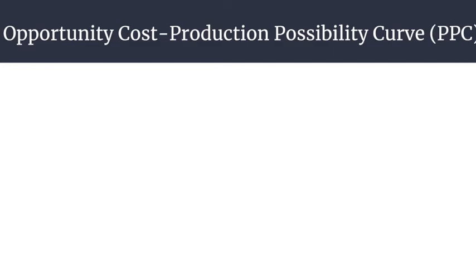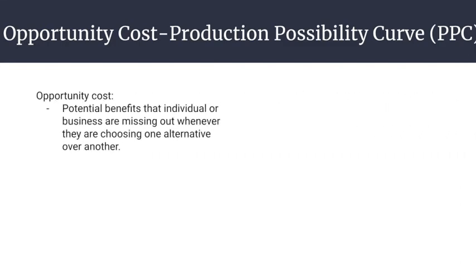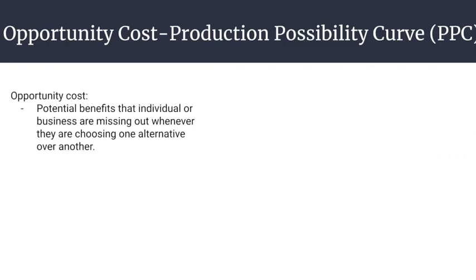So the second goal of our video was to look at opportunity cost and the production possibility curve. Opportunity cost can be defined as the potential benefit that an individual or business is missing out on whenever they're choosing one alternative over another. So basically, opportunity cost is about the choice.